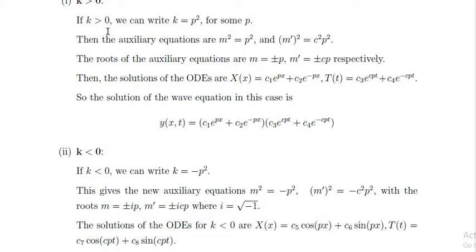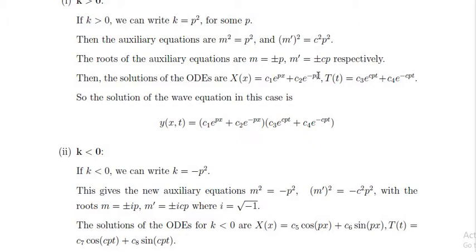The first possibility is when k is greater than 0, second is k less than 0, third is k equal to 0. So if k is greater than 0, we can write k = p² for some p. Then the auxiliary equations become m² = p² and m'² = c²p². The roots of the auxiliary equations are m = ±p, m' = ±cp.